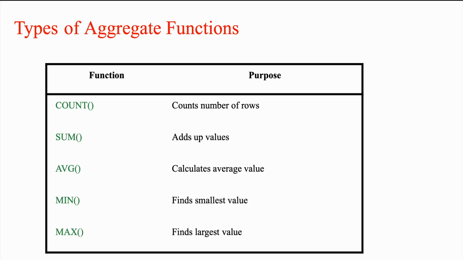Alright, let's talk about the key types of aggregate functions you'll see most often. You've got the COUNT function to count rows, SUM to add up values, AVG for averages, MIN to find the smallest value, and MAX to get the largest. These are simple functions, but they are incredibly powerful when you are testing data. And coming up, we'll walk through some clear examples.